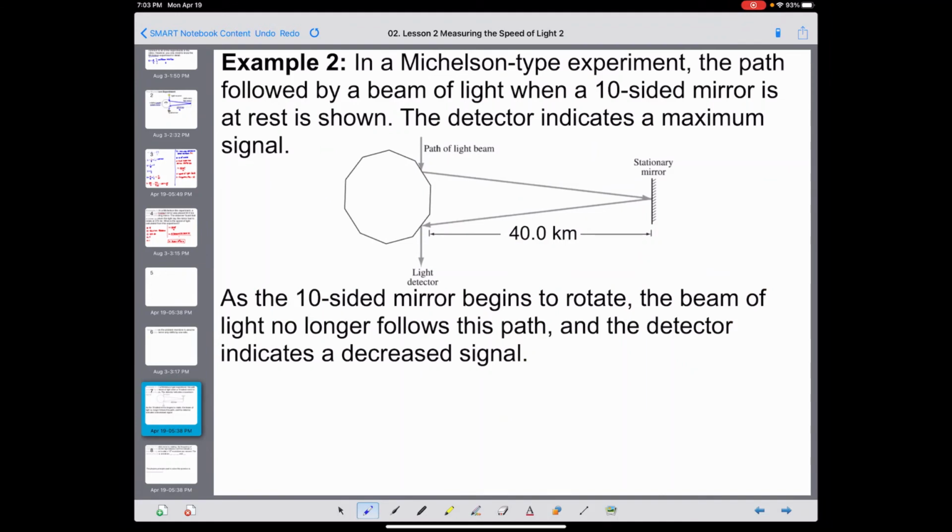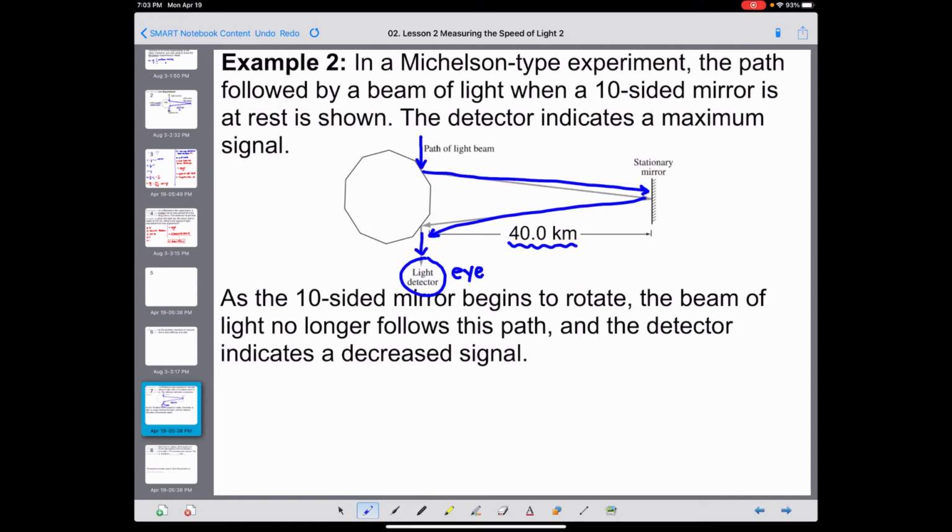Okay, for example 2, you'll need to add this distance into your notes booklet. So in a Michelson type experiment, the path followed by a beam of light when a 10-sided mirror is at rest is shown. The detector indicates a maximum signal. Down here we have a light detector, which is behaving like the observer's eye. And what they're saying here is when the 10-sided mirror is at rest, the light is following this path here, and it's going into the light detector.